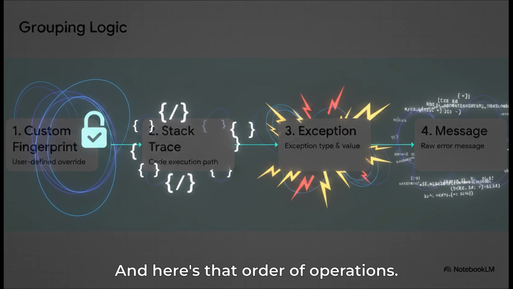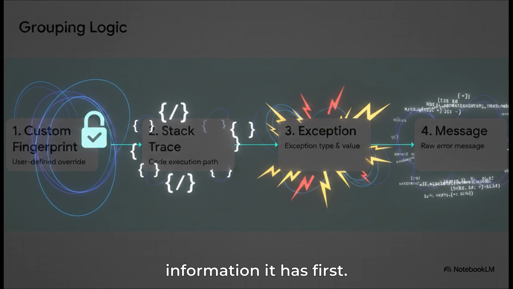And here's that order of operations. Sentry has a clear hierarchy. It always tries to use the best, most reliable information it has first. So number 1, it looks for a custom fingerprint that you might have set up. If that's not there, it'll try to use the stack trace. No stack trace? Okay, it falls back to the exception data. And if all else fails, its last resort is to just look at the raw error message itself.